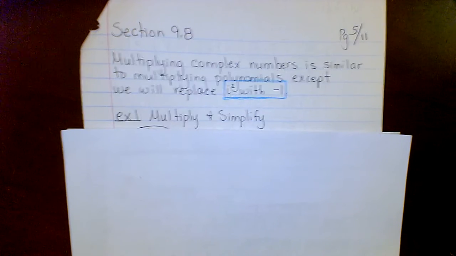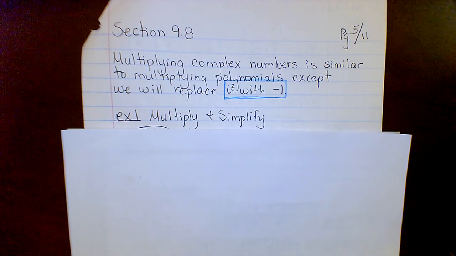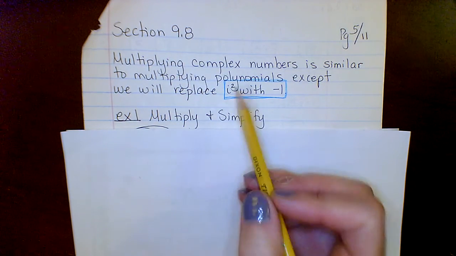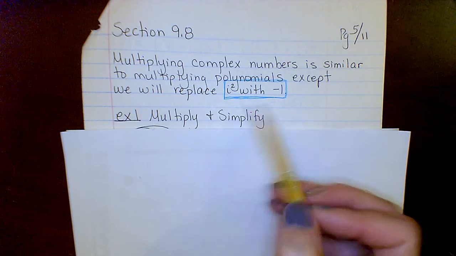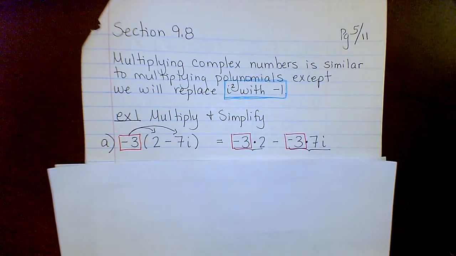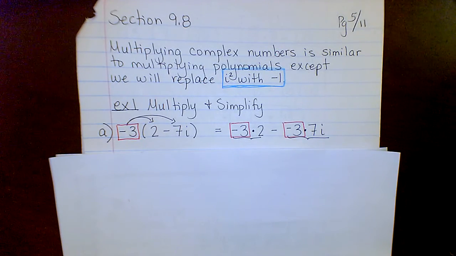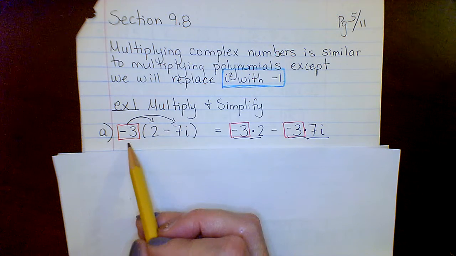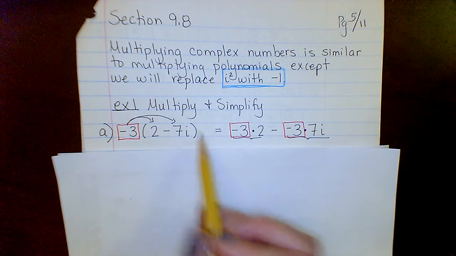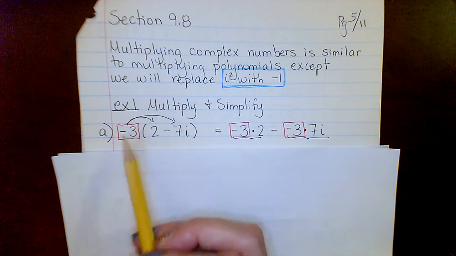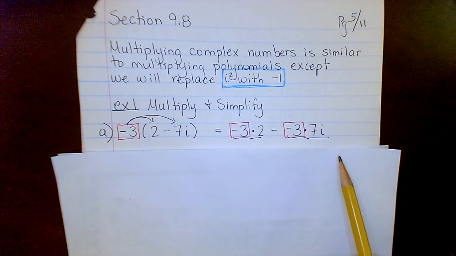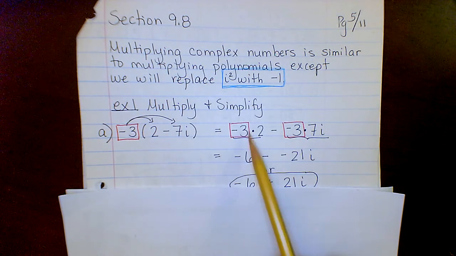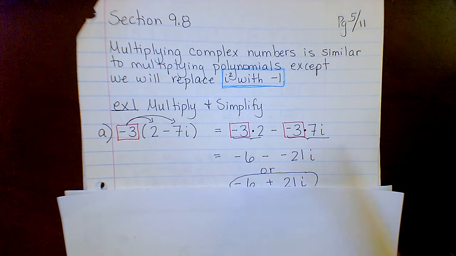Very similar to what we did with polynomials. The difference is we have to replace i squared with negative 1 because that's what it's defined as being. All right, so let's see how that plays out. If we're going to multiply, say, negative 3 times the quantity 2 minus 7i, we're going to distribute. So I just kind of showed you how that minus 3 got distributed. That simplifies to be minus 6.